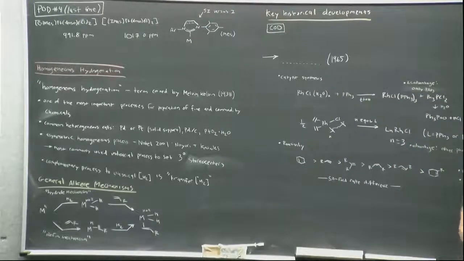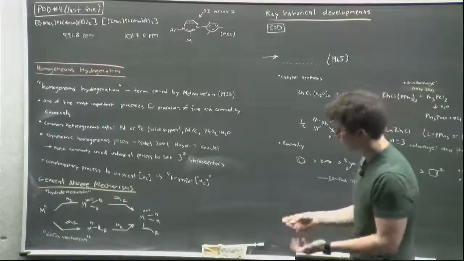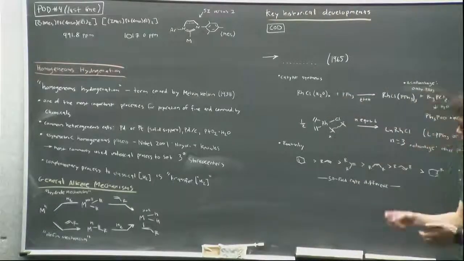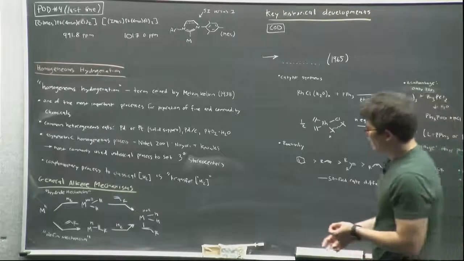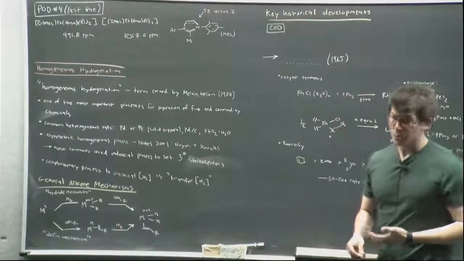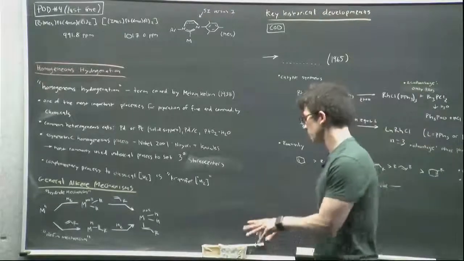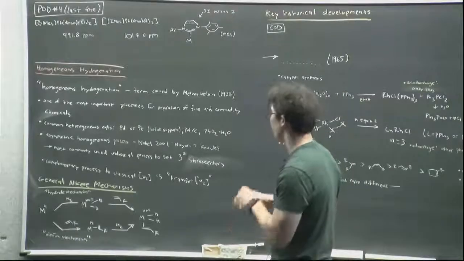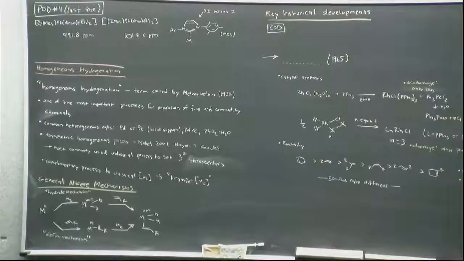And one of the things that you can think about in synthetic planning, if you like to pick up OPRD, as I do, and look at structures and think about how they're made: a really high percentage of the time when you see tertiary stereocenters, they're made via hydrogenation. And so when you see those in drug molecules especially, those should always be signaling elements for thinking about that as your toolkit for making these molecules.